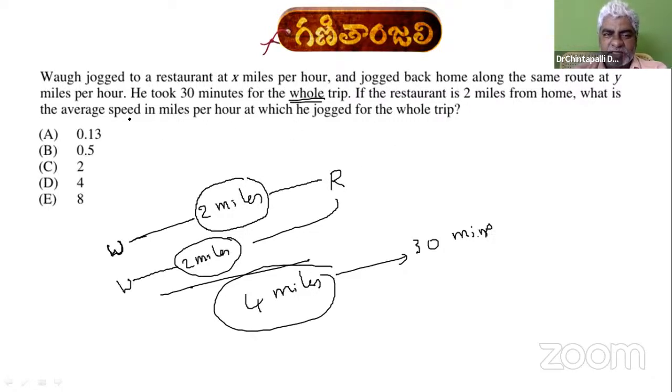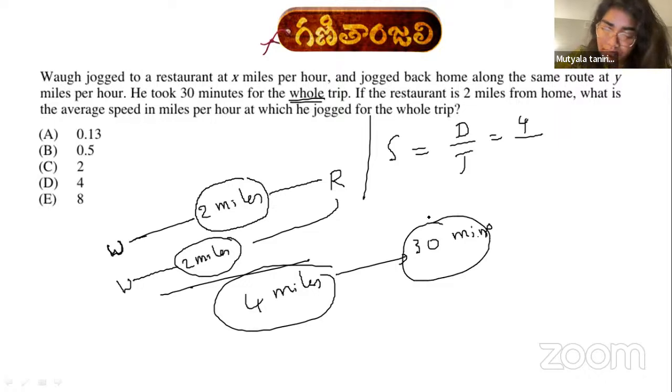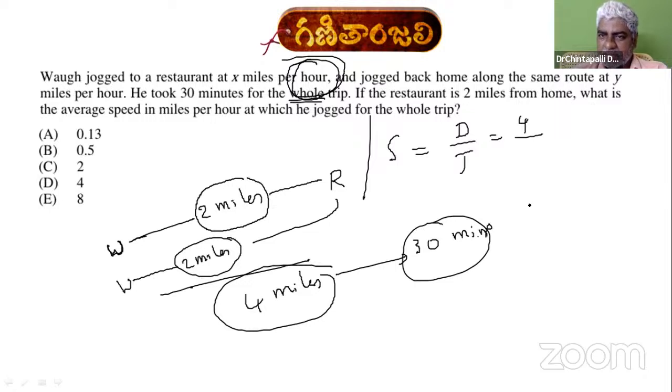What's the average speed? Just find speed. What's the formula to find speed? Distance by time. Distance is 4 miles. Time is 30 minutes, which means half an hour, because it is measured in hours only. So the answer is 8, sir. That's good.